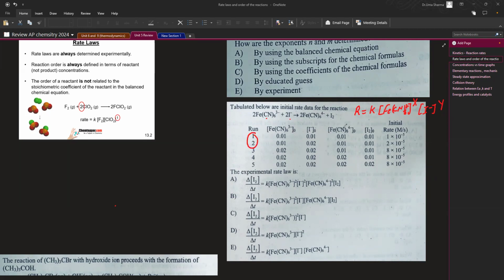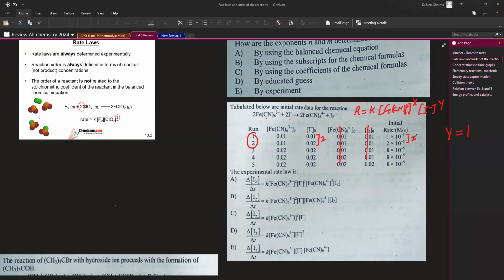So we are not interested in these things. Just ignore them, they are the products. We are not interested. So when you double the concentration of I minus, what is happening to the rate? Rate is also doubled. See, doubled. So what is y? y is equal to 1. First order.